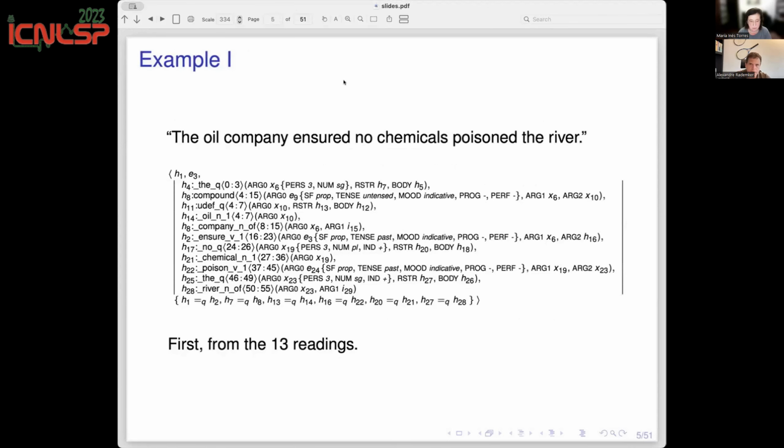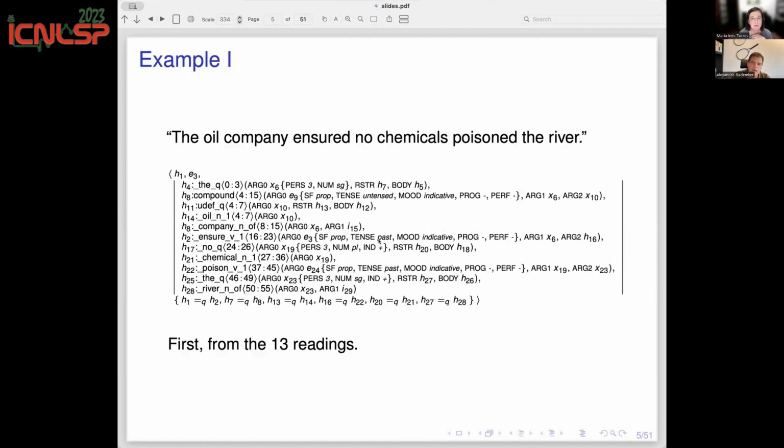Okay, let's put in an example to be concrete. Suppose that I have a sentence like this: the oil company ensures no change of poison in the river, right? The MRS is what I'm showing here. This is a very detailed, linguistically motivated representation. The core of the representation is a bag of predicates, and the predicates capture the predicate argument structure of the sentence. The predicates have these labels on the left that can encode a tree-like structure of these predicates.